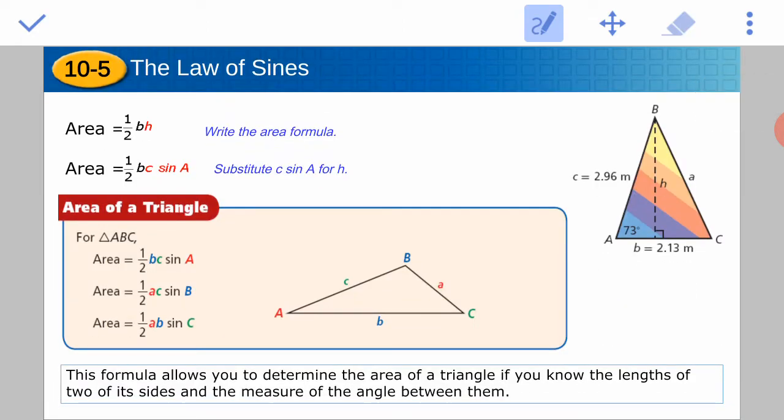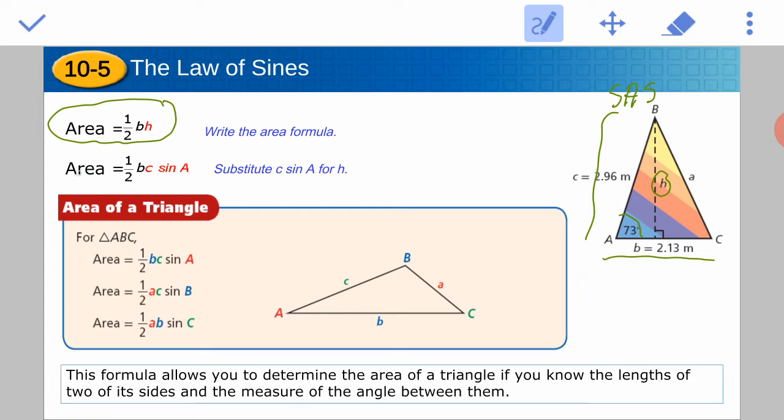Guys, you know from early grades that the area of any triangle is equal to half times base times height. So if you're given the base and if you know the height of the triangle, you can find the area. Today, we're not given the height. The height is unknown, but we're given this side and that side and the measure of the angle between them. This is what we call SAS information, two sides and the angle between them. We have an alternative formula to calculate the area of this triangle.